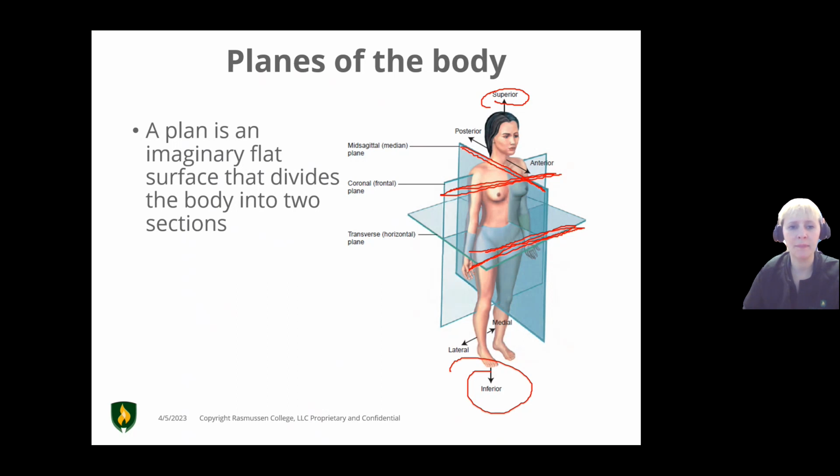The planes of your body also help to create body cavities, and body cavities are spaces within the body that help to protect, separate, and support internal organs. Each of the two major cavities consist of two smaller cavities. We have our dorsal or posterior cavity, which will include your cranial and spinal cavities, and the ventral or anterior cavity, which includes your thoracic and abdominal pelvic cavity.